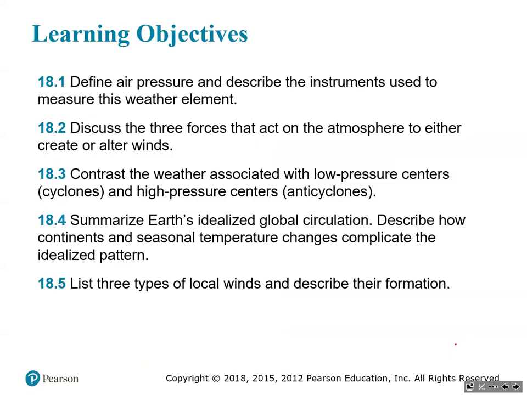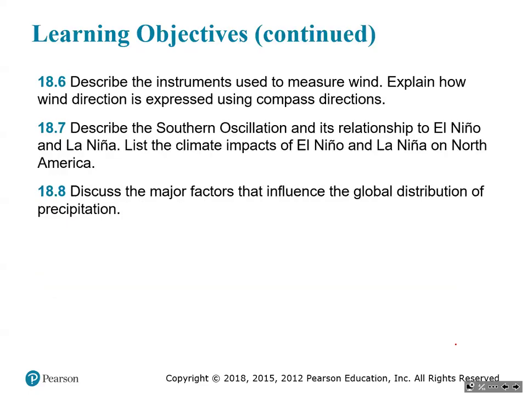We'll define air pressure. We'll describe the instruments used to measure air pressure. We'll discuss the 3 forces that act on the atmosphere to either create or alter winds. We'll contrast the weather associated with low pressure centers, cyclones, and high pressure centers, anticyclones. We'll go over Earth's idealized global circulation and describe how the continents and seasonal temperature changes complicate this pattern. We'll look at 3 types of local winds and describe how they form. And we'll look at the instruments used to measure wind and explain how wind direction is expressed using compass directions.